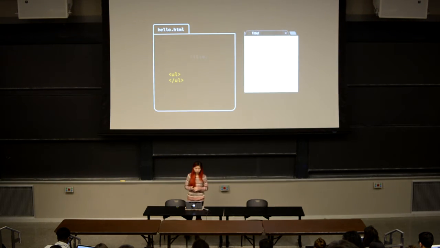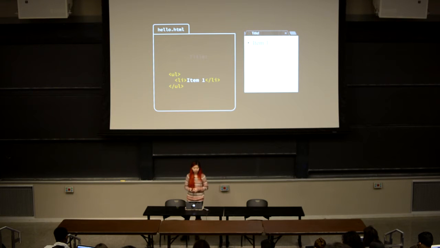So we're going to do an example. If you just have the UL tags, it does nothing. There's no information on the screen right now. And then you can start adding items by adding li tags. And then here we have another one. And it'll add the bullets by itself.